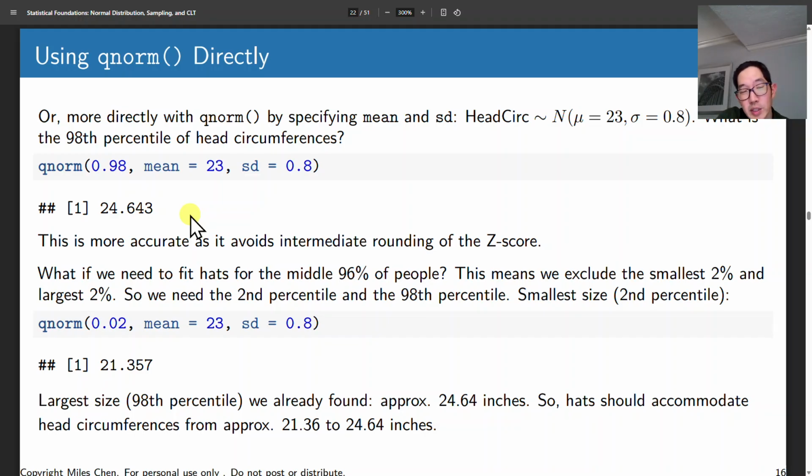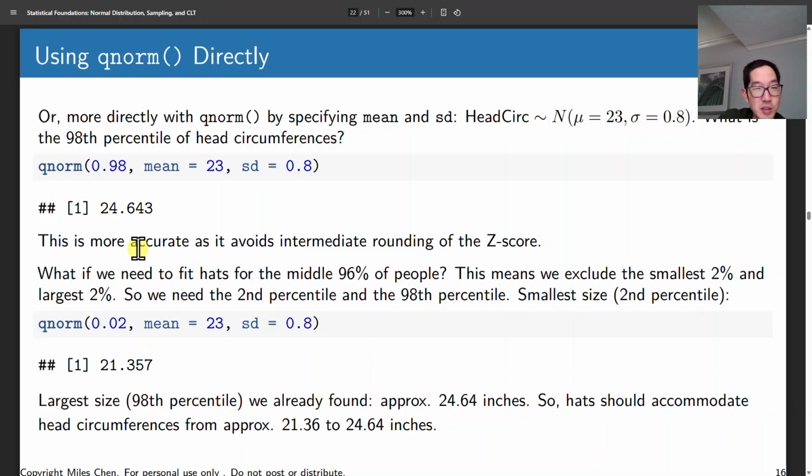Let's say you wanted something below the average. So let's say we want hats to fit 96% of people, the middle 96% of people. If we want the middle 96%, we're going to exclude the bottom 2% and we'll exclude the top 2%. So the 98th percentile is the cutoff between the top 2% and everyone else. And then we'll find the second percentile, which will cut off the bottom 2% and separate that from everyone else.